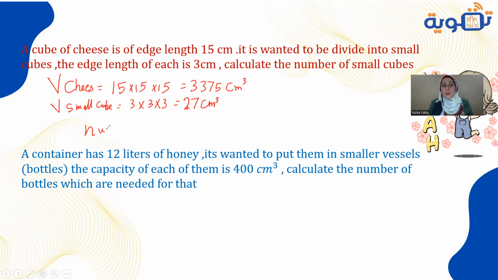Now, what is the number of small cubes? I will divide this number by 27, equals 125 small cubes of cheese.